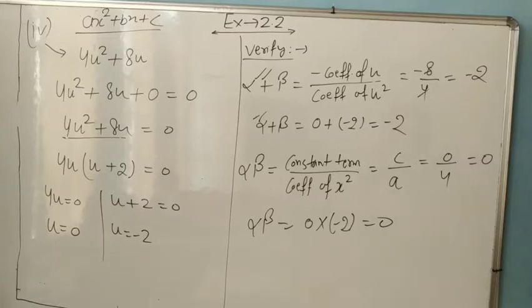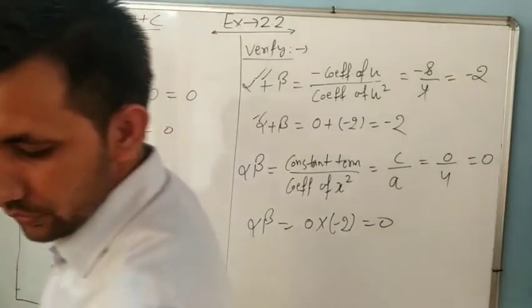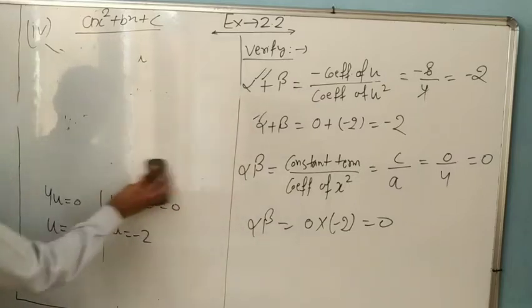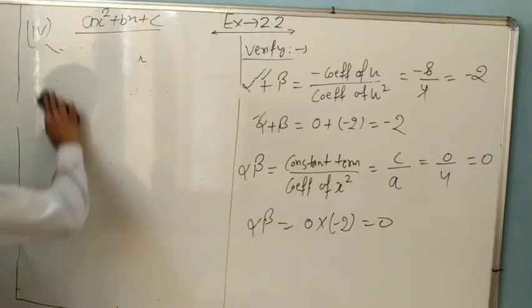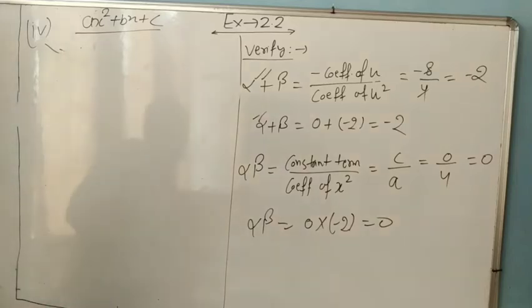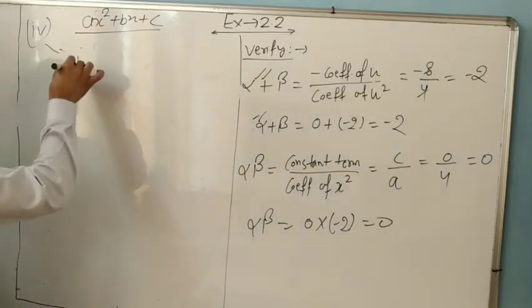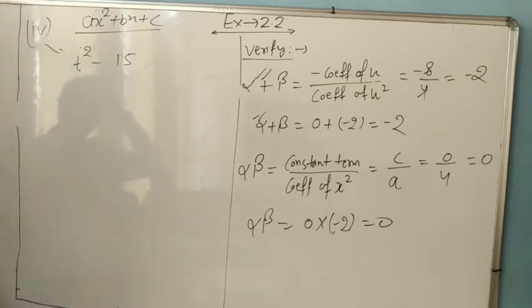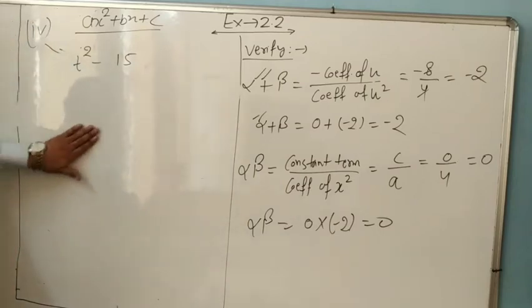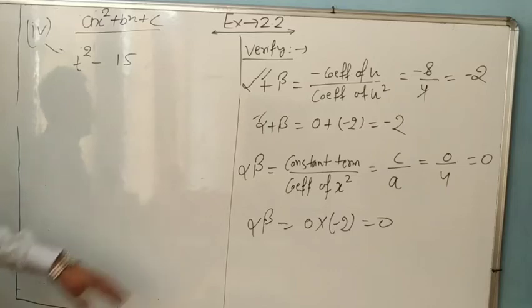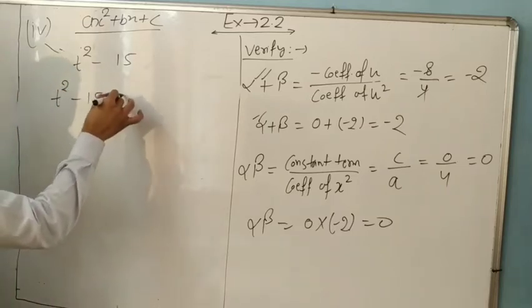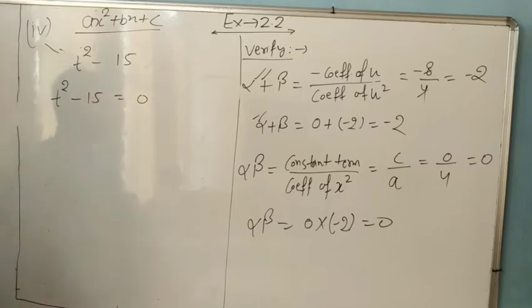Now look at the fifth part. In the fifth part also, I give only a hint and you do the rest yourself. Now, t square minus 15. It is very simple. What will we do? t square minus 15, put it equal to 0. Understand?